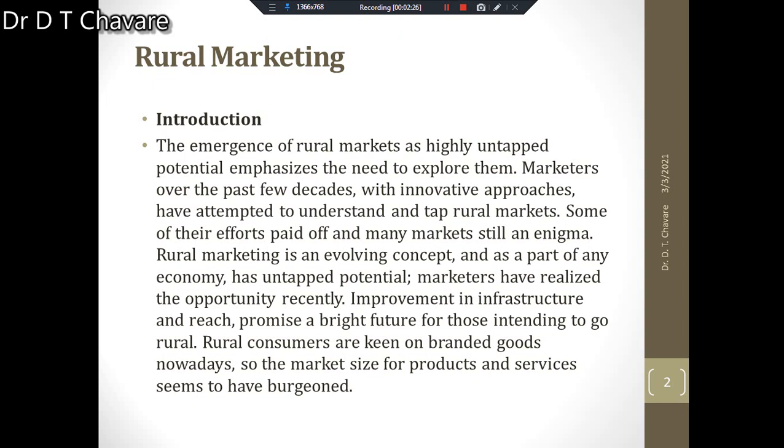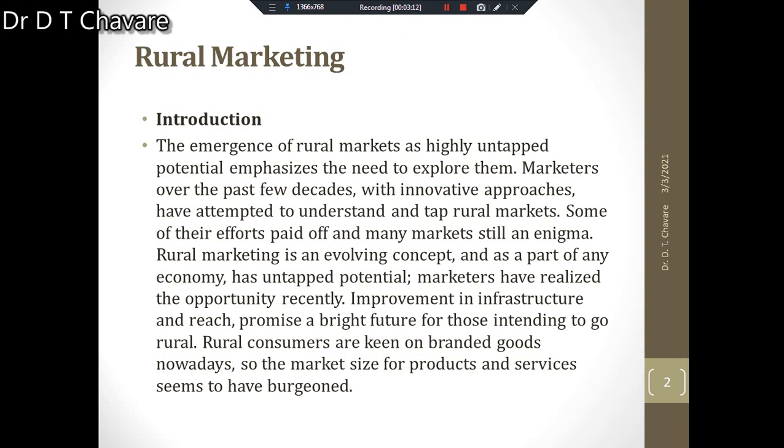Rural marketing is an evolving concept with different aspects that we have to understand. As a part of any economy it has untapped potential. Marketers have realized the opportunity recently. It means that the rural market is an untapped market. Don't forget it. It is not tapped by any agency, of the government or any other agency. That's why it is an untapped market with untapped potential.